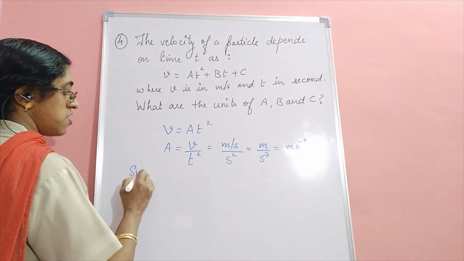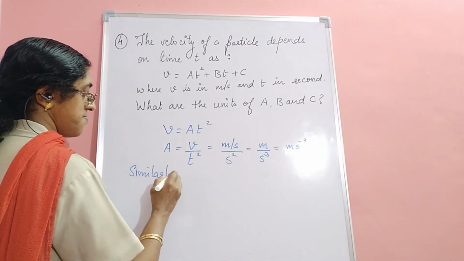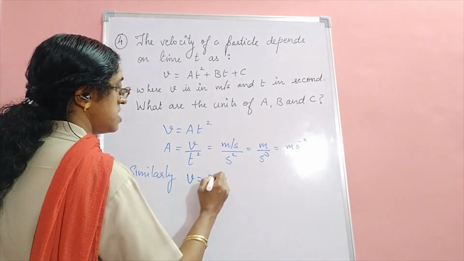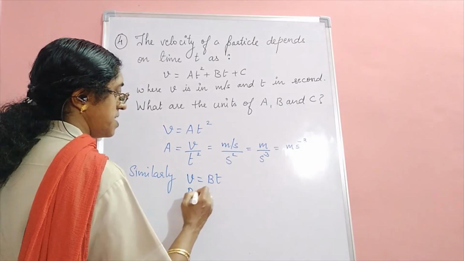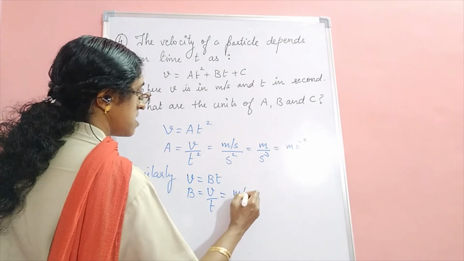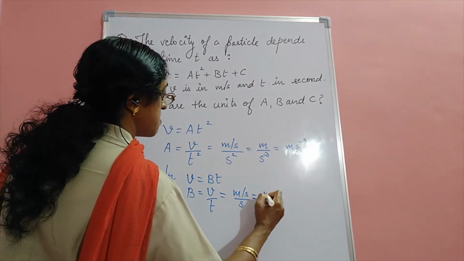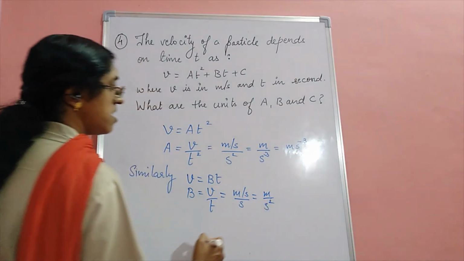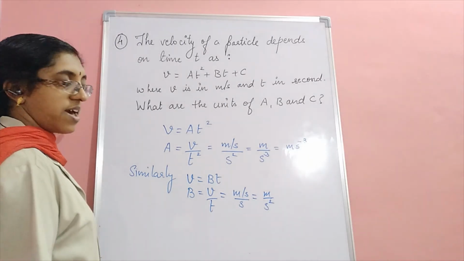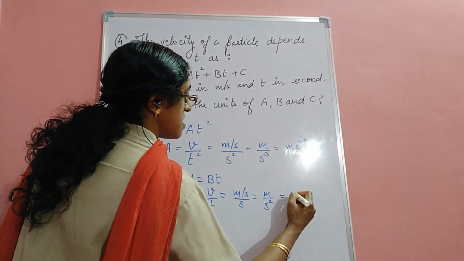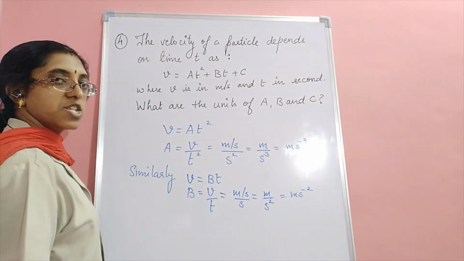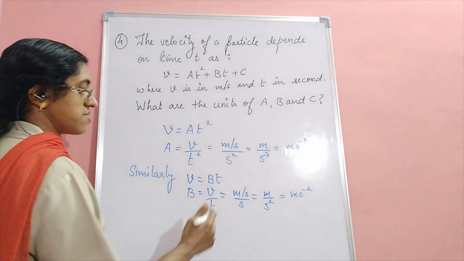Similarly, in order to find the unit of b, v should be equal to b t. So b would be equal to v by t. You know that it is meter per second upon second, so it would be meter per second square. And children, you already know which physical quantity has the unit meter per second square. It is acceleration. So the unit of b would be meter per second square. That means b would be acceleration.